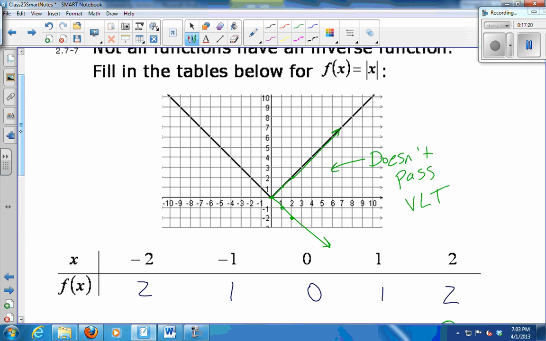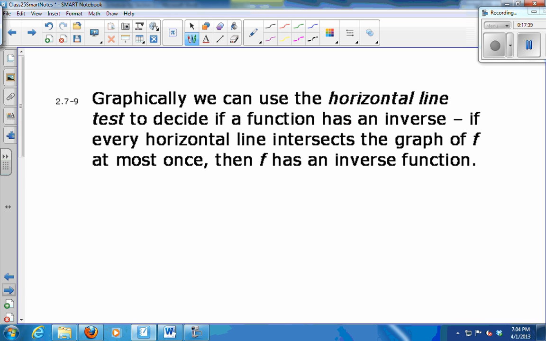I could look at the original function, draw a horizontal line, see, oh, it crosses in two places. This graph does not have an inverse function. Its inverse will not be a function. So we have a quick shortcut. Vertical line test tells you if the graph is itself a function. Horizontal line test tells you if its inverse is a function. Has to pass both to have an inverse.